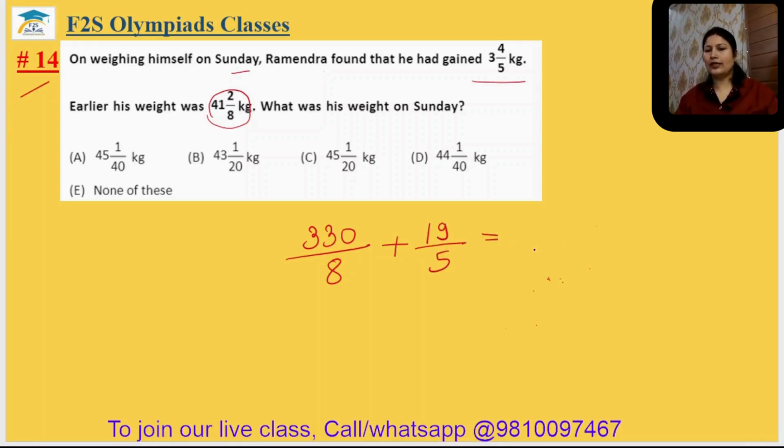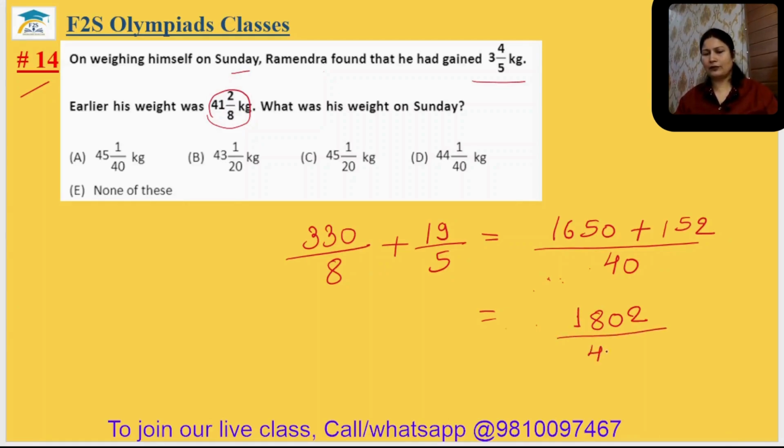Now the LCM will be 8 5s are 40. The numerator of this will be 1650, plus the numerator of 19 will be 152. Add these two numbers: 2, 5 5s 10, 0, carry 1, 6 plus 1, 7 plus 1, 8, and 1 is here. Divide by 40. We can reduce this fraction with 2 as the common factor. So 2 9s are, then 0, then 2 1s are, and here it is 20.